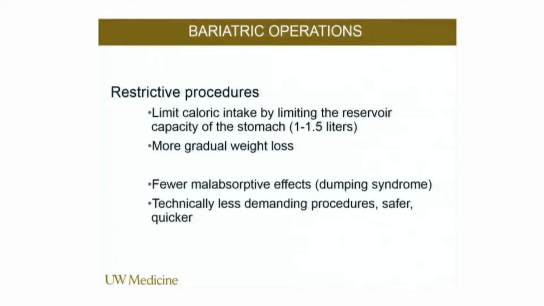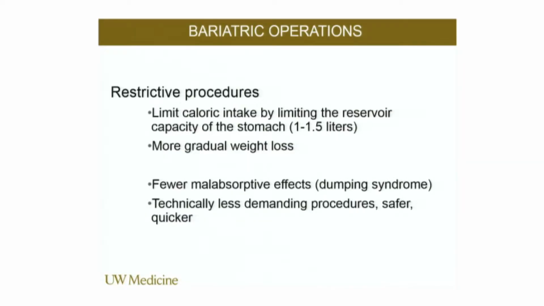So we're first going to talk about restrictive procedures. What these really are doing is just limiting the caloric intake by limiting the reservoir capacity of the stomach. The adult human stomach, when fully distended, can hold 1 to 1.5 liters. That's why you can fit an entire Chipotle burrito into your stomach at once. These restrictive procedures tend to lead to more gradual weight loss, so it's not as quick as with a malabsorptive procedure. They tend also not to have as many of the malabsorptive side effects, such as dumping syndrome, and we'll talk about that in a minute.